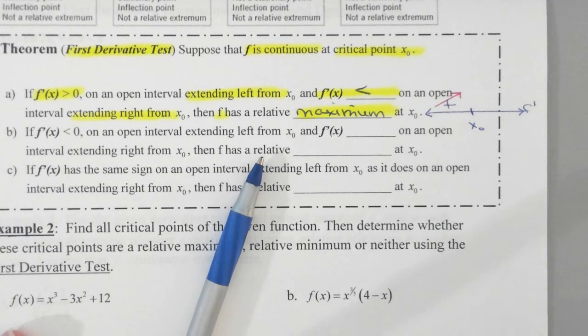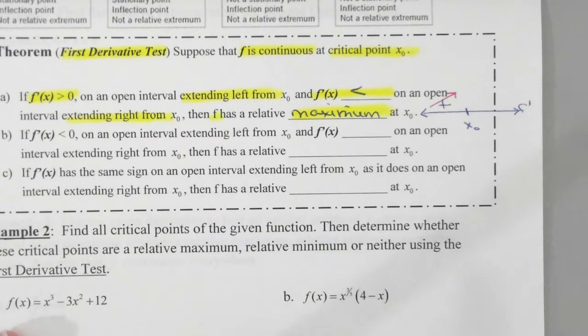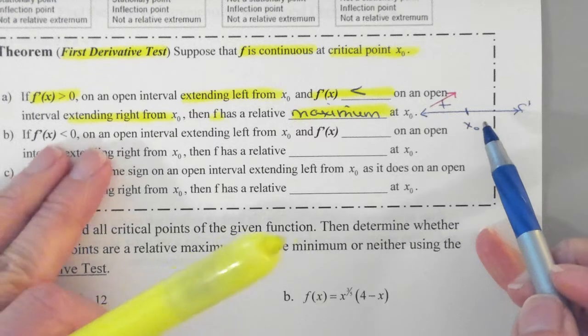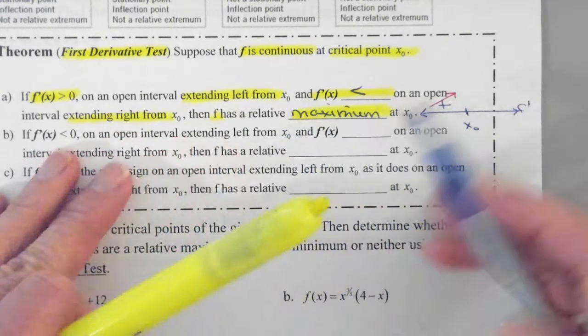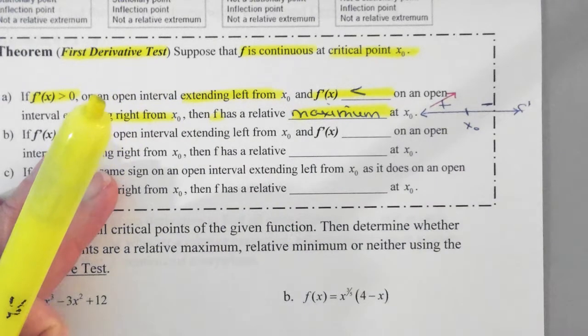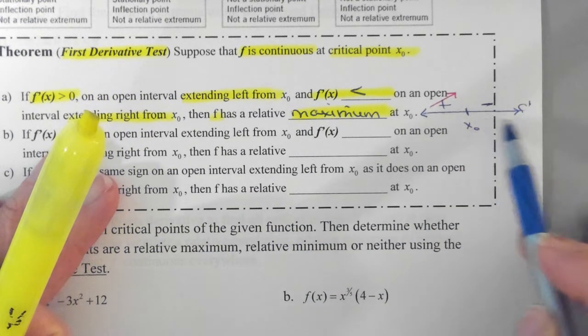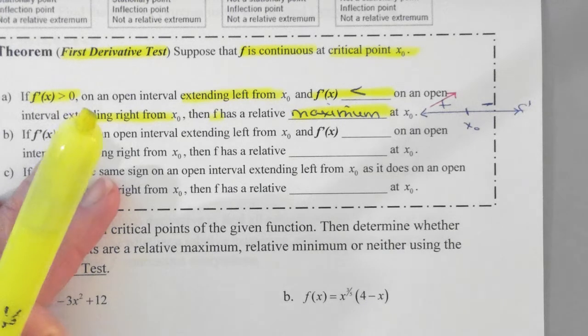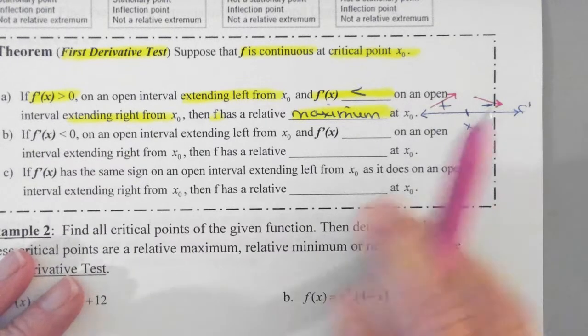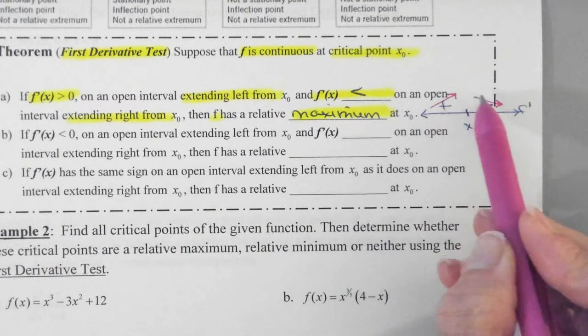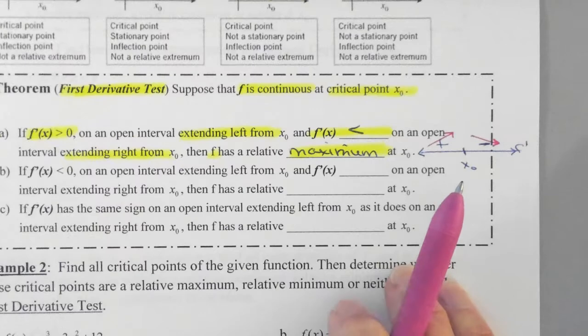Okay. Then what the theorem says is that extending basically to the right from this value, f prime of x was less than 0. So what does that mean about f of x on this interval from x sub 0 to infinity? Decreasing. Goes down. So if your graph goes like this, up and then down, what's at the top? It's a max. Do you see how that works?